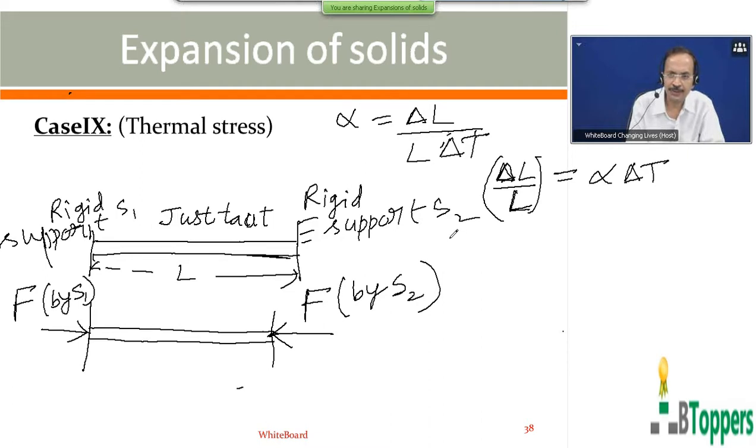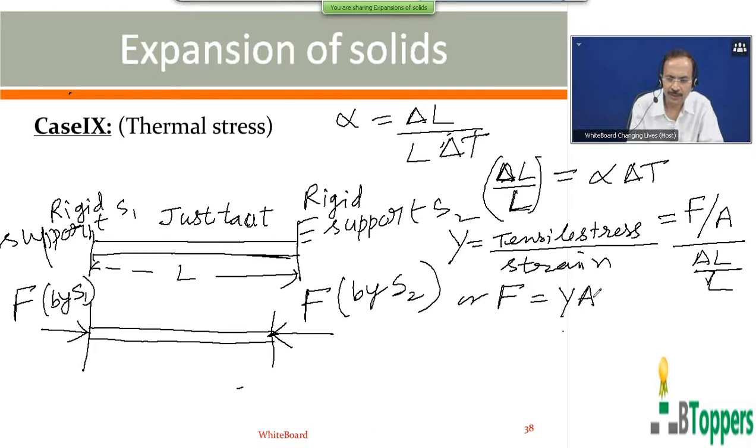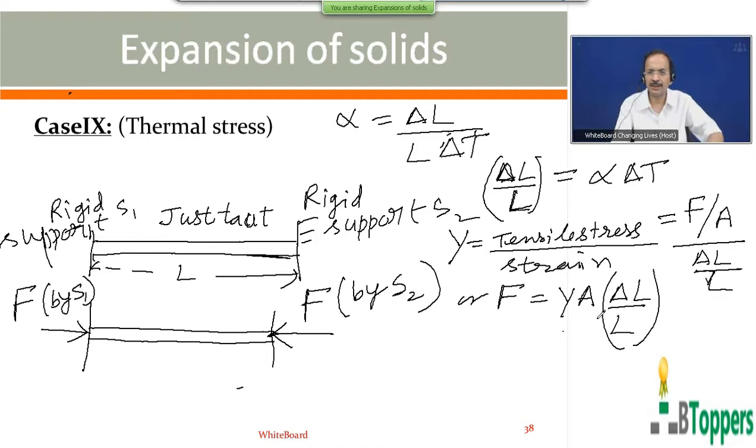So from the theory of elasticity you studied in the last chapter, Young's modulus of elasticity is equal to tensile stress divided by longitudinal strain, the tensile stress is equal to F by A. Longitudinal strain is delta L by L. That means the force required to stretch the uniform rod of original length L and original area of cross section A is given by F equal to YA delta L by L, where delta L is elongation.